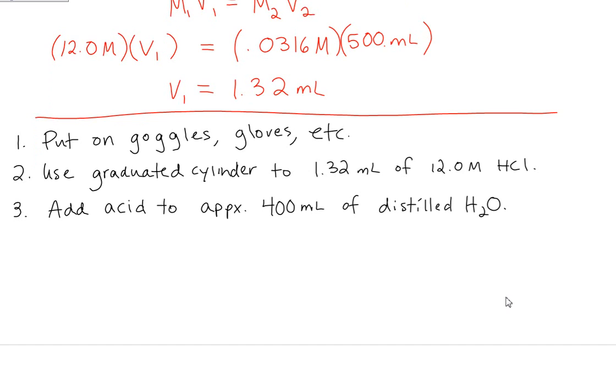Then in the final step 4, we're going to say dilute to 500 milliliters total volume. And maybe we have a stirring rod or something, and we'd say stir the solution. Okay, so here's the deal.